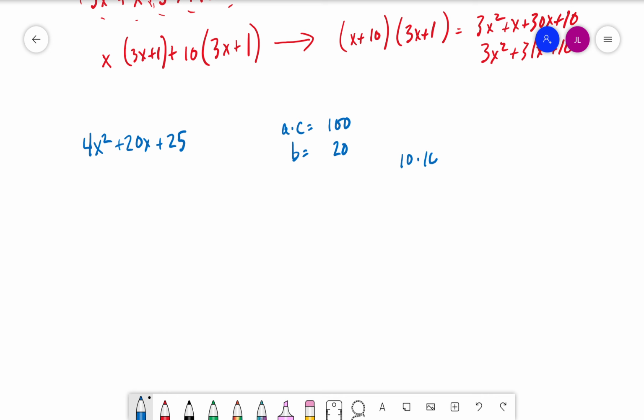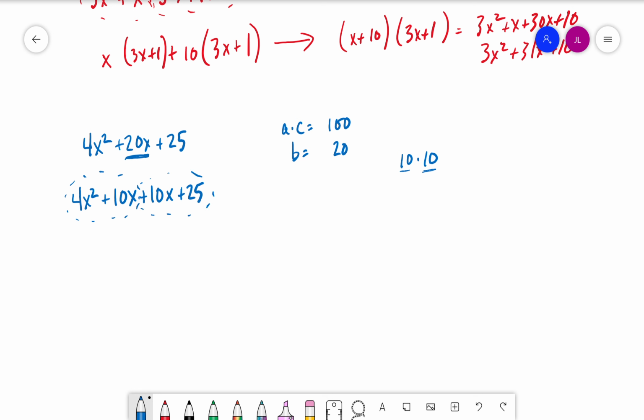What we can multiply together to get 100, and add together to give us 20, would be 10 times 10. So we can have 4x² plus 10x plus 10x plus 25. We've replaced the middle term with the two factors that added together equal that term with the variable attached. So now, again, we can go through factoring by grouping with these two pairs.